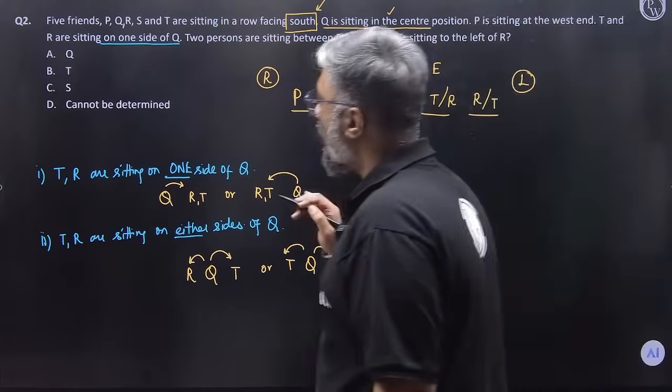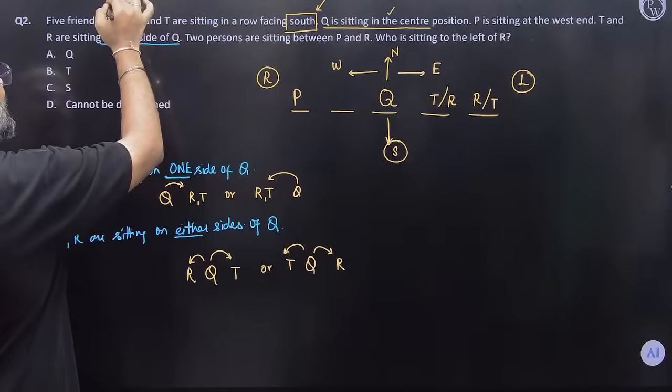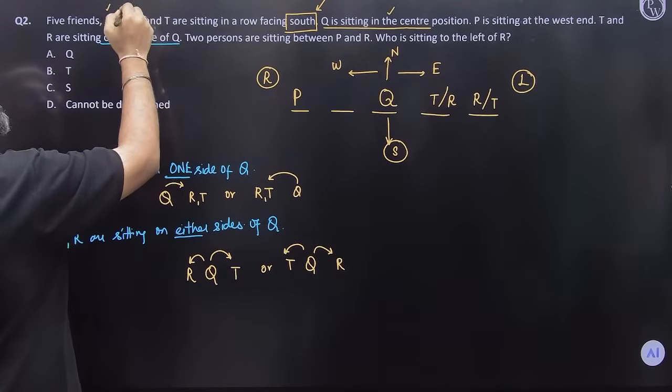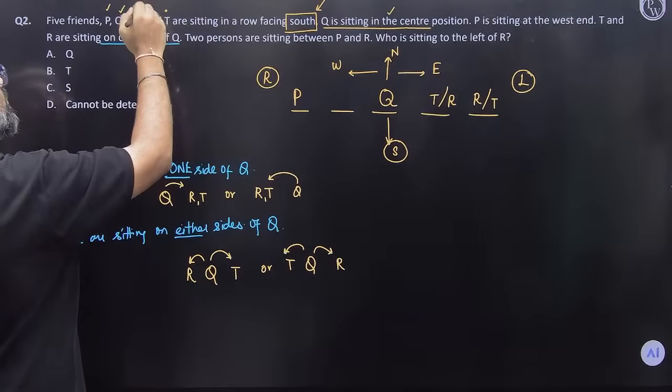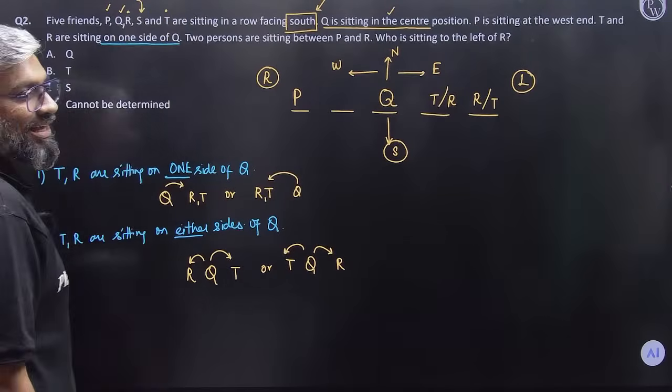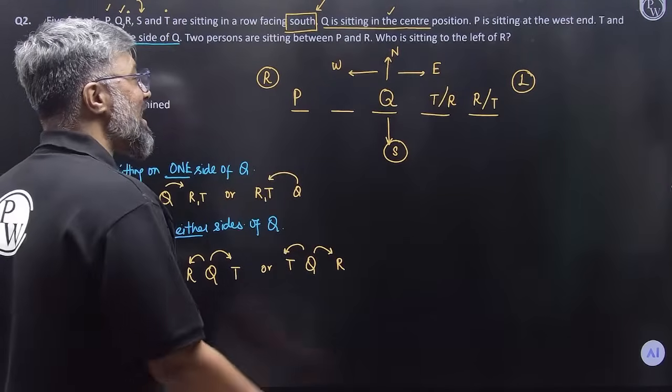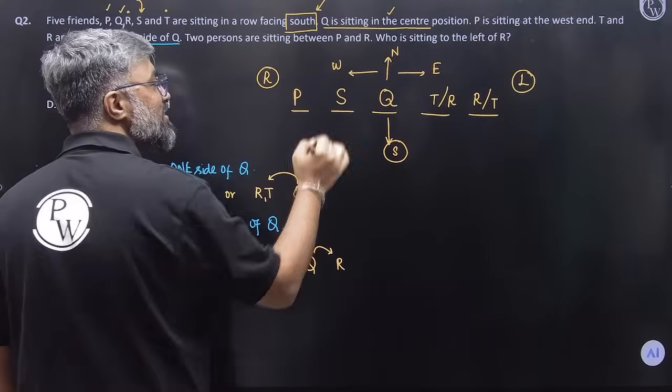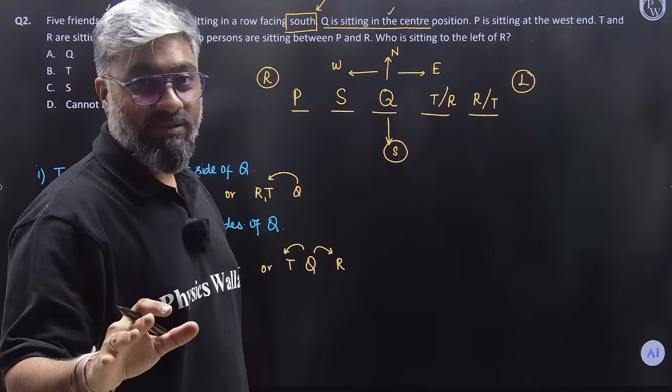So now I have already placed P. I've placed Q. I have somehow placed R and T also. Who's left? S is the only guy left. So where will S come? S will have no other place but to sit here, because there is no other empty place for S.